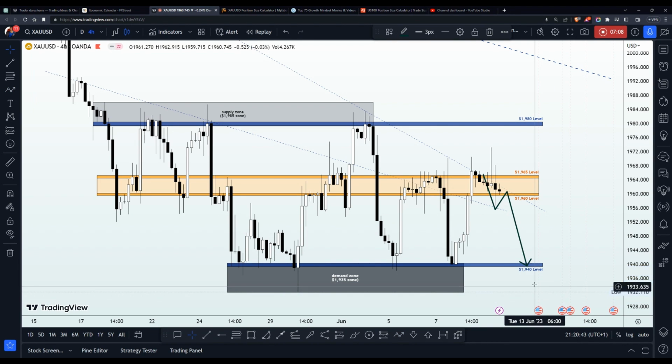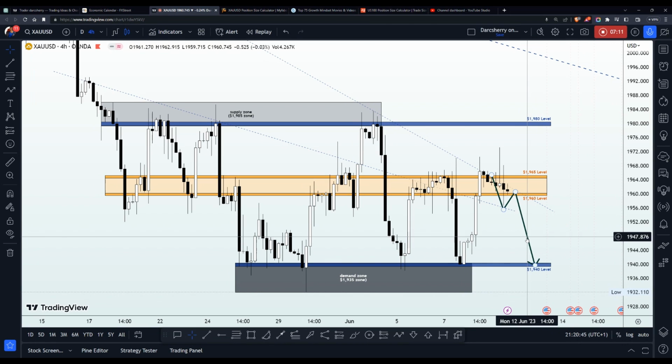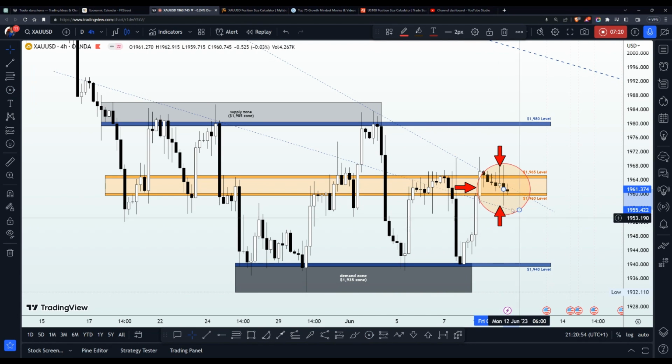So this is what we shall be looking at on the XAUUSD for this week. So it's quite a simple setup we have here on this commodity. So we are going to be looking forward to see how participants in this market will be reacting to the zone at the beginning of the week to determine what our next line of action will be.